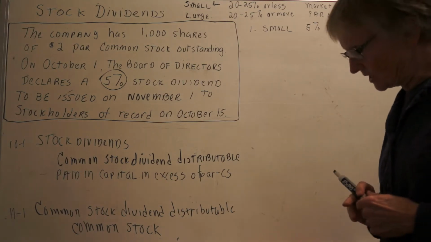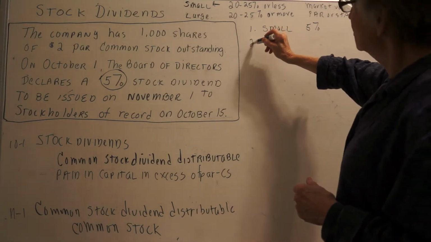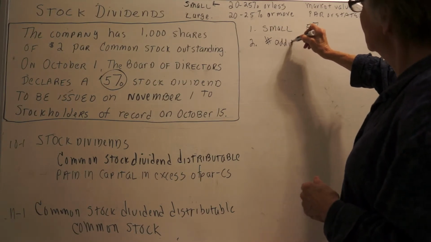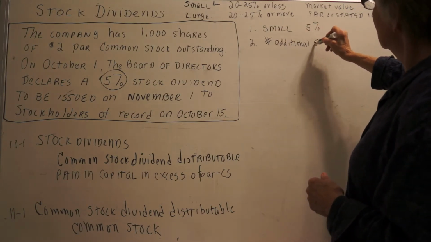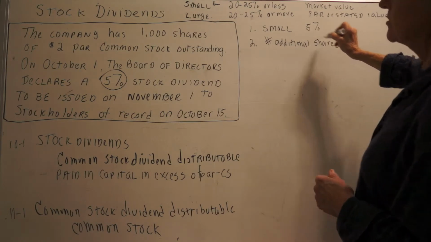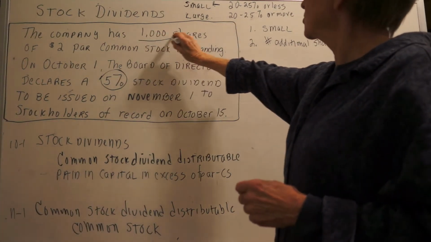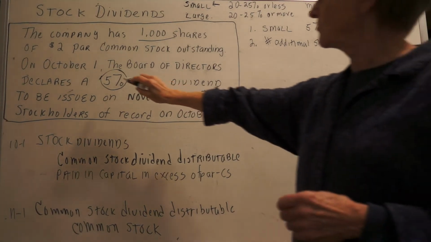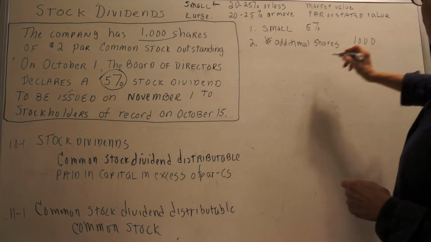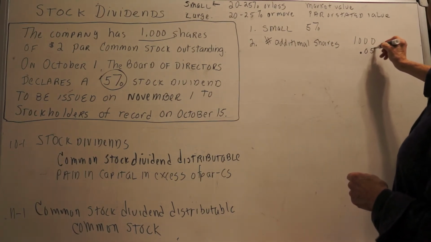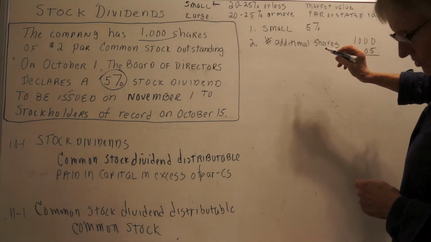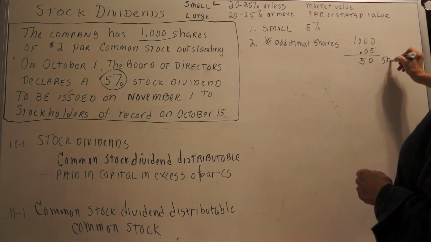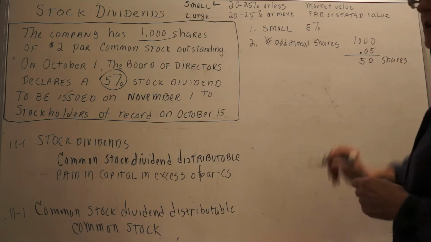The next question we ask is, how many additional shares? To compute that, they've got 1,000 shares right now. They're doing a 5% stock dividend, 5% more. So this times 0.05 means they're going to be distributing an additional 50 shares of stock.